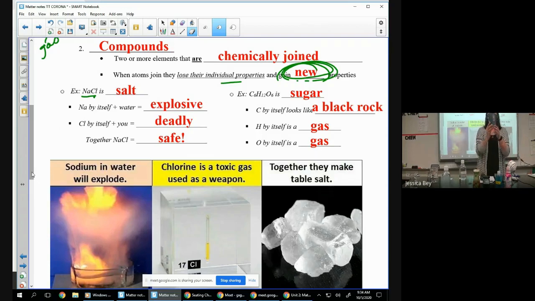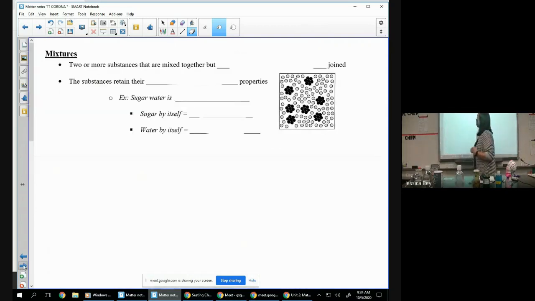So my compound examples today are salt and pure H2O. Okay, compounds. Good stuff. All right, moving on to the back. So that's all about pure substances. Elements and compounds are pure substances, okay? On to the next page.